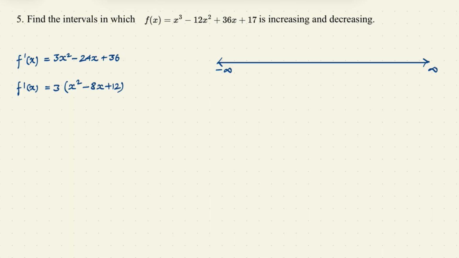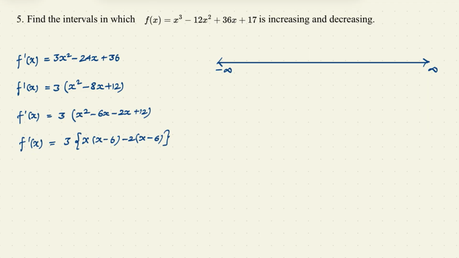Now, splitting the middle term, we will factorize: minus 6x minus 2x plus 12. So f dash x is equal to 3 of x minus 6 common, minus 2 common, x minus 6. Hence, on factorizing f dash x, I got 3 times x minus 6 into x minus 2.